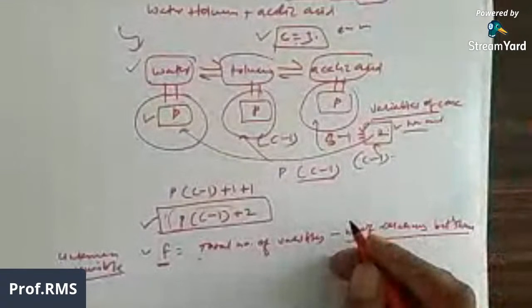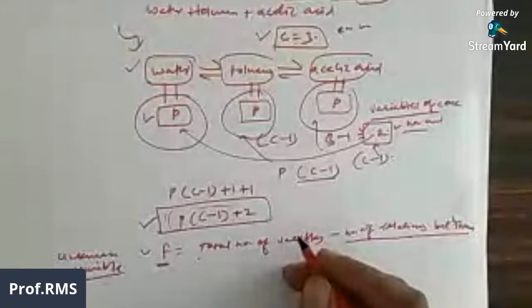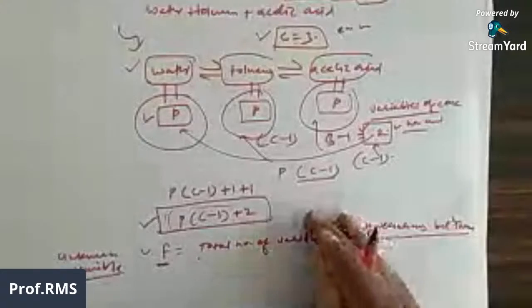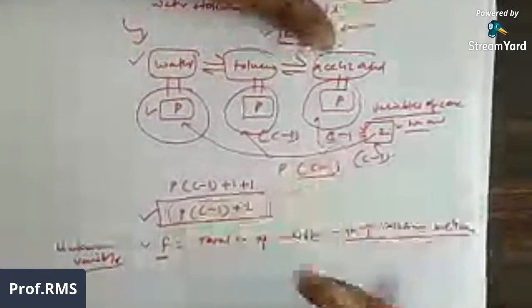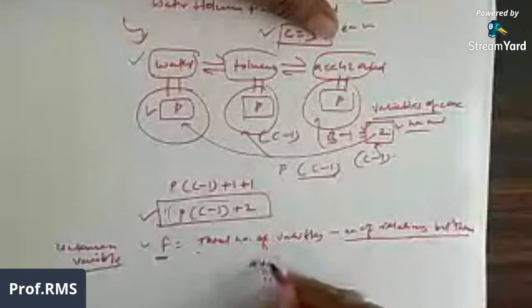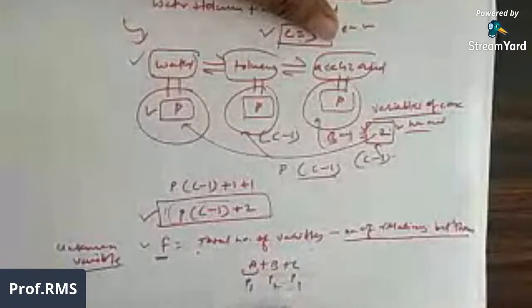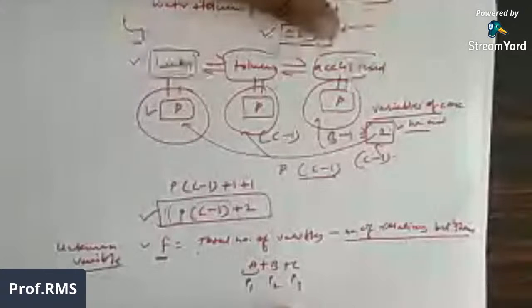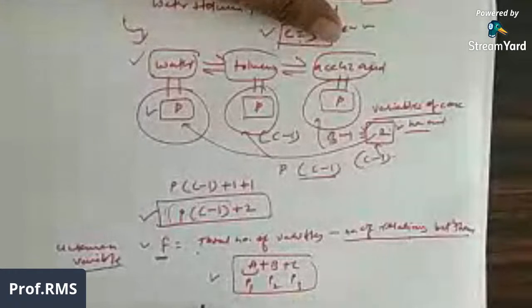Now let me talk about the number of relation between them. So if we have three component system, just consider three phases for any system. Suppose component A, component B, component C, which having phase P1, P2 and P3. So basically we got two equations for this condition.